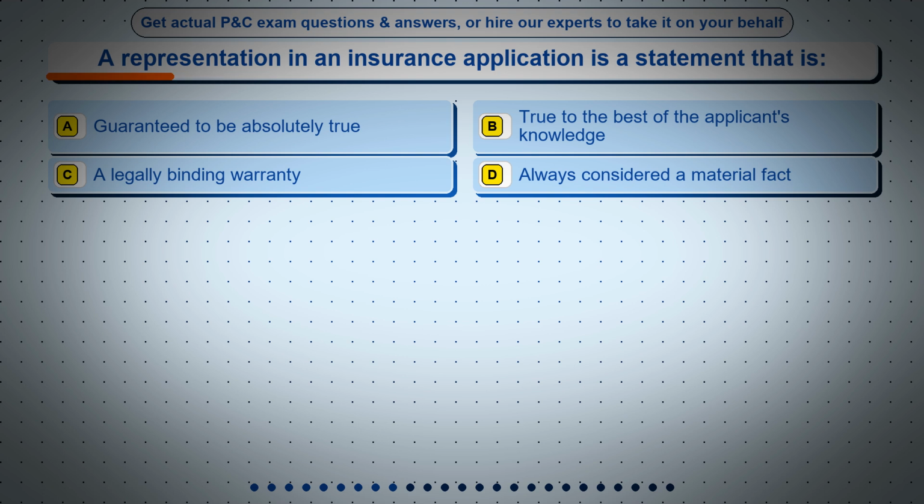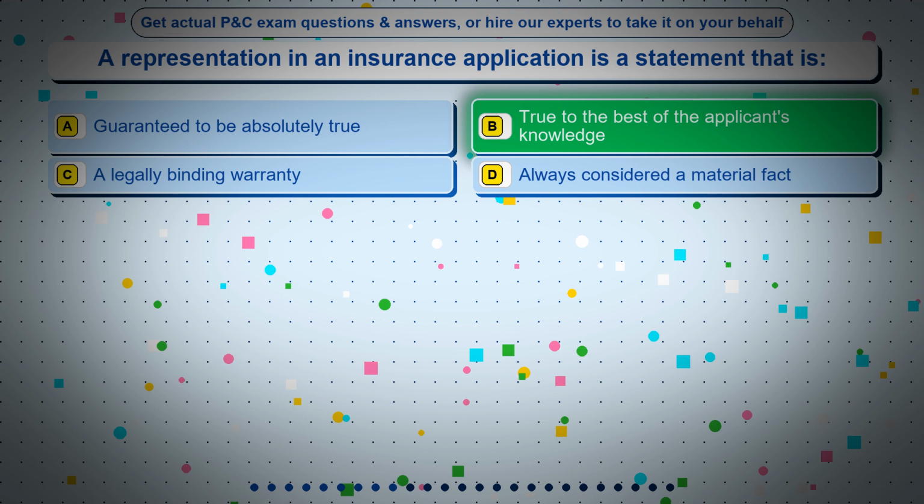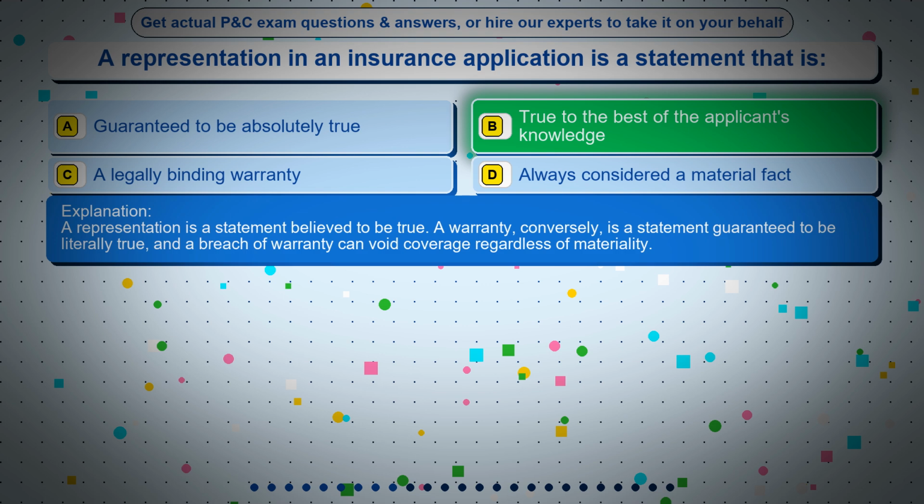Option D, always considered a material fact. The correct answer is option B, true to the best of the applicant's knowledge. A representation is a statement believed to be true. A warranty, conversely, is a statement guaranteed to be literally true, and a breach of warranty can void coverage regardless of materiality.